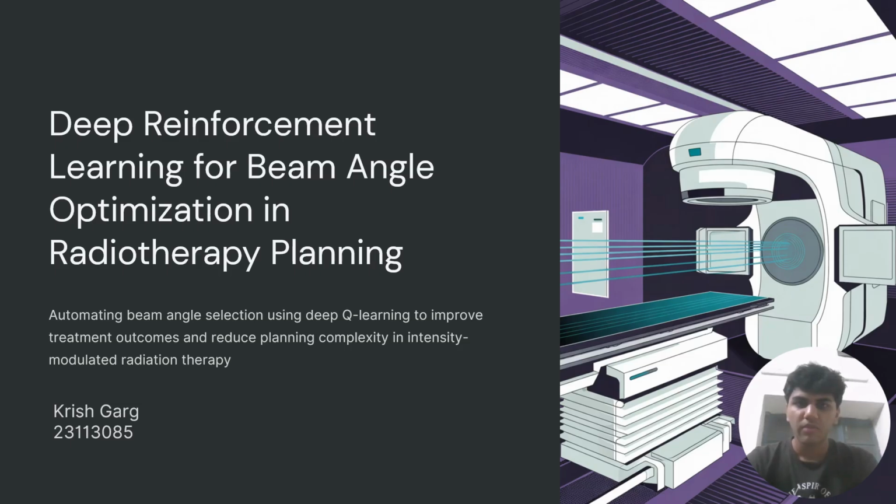Today I will be presenting my work titled Deep Reinforcement Learning for Beam Angle Optimization in Radiotherapy Planning. This work focuses on automating the highly manual task of selecting optimal beam angles in IMRT, intensity modulated radiation therapy, using a deep Q learning agent that learns anatomical dose trade-offs directly from data. I will walk you through the clinical motivation, the machine learning pipeline, the training methodology, performance results, and the limitations and future direction for deploying this approach in real clinical environments.